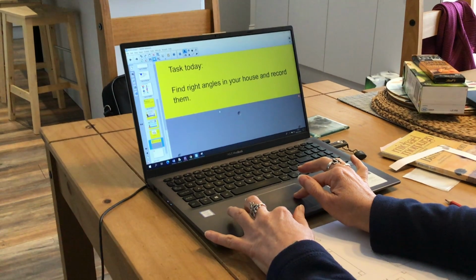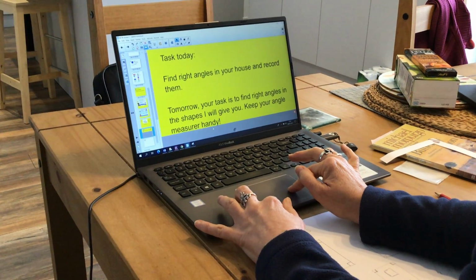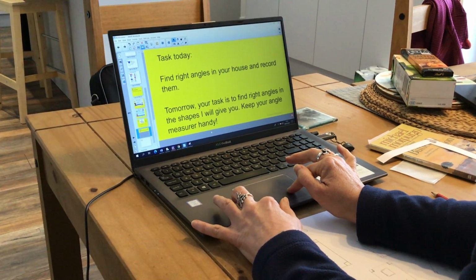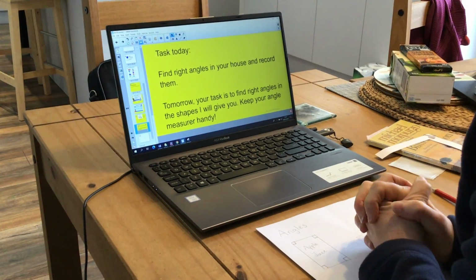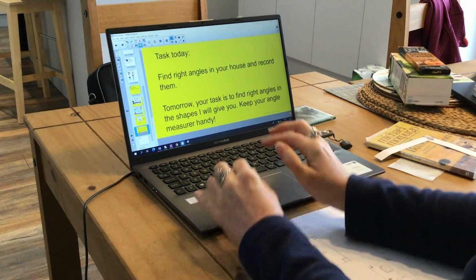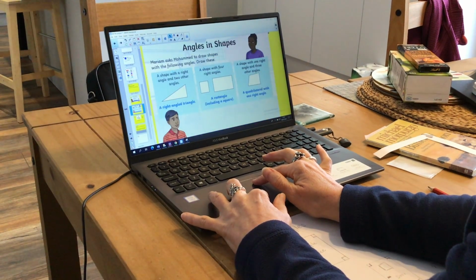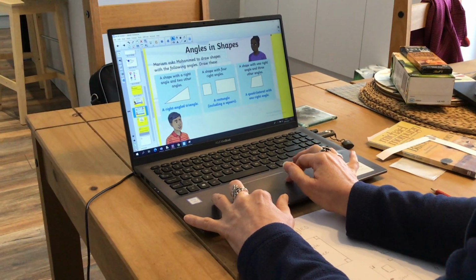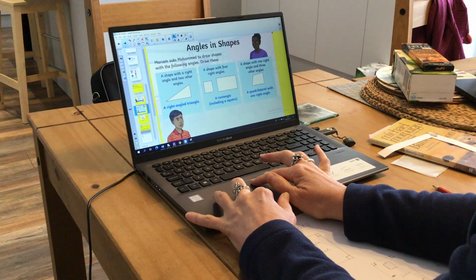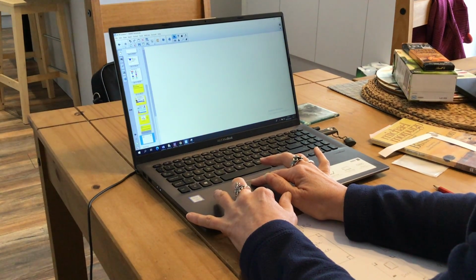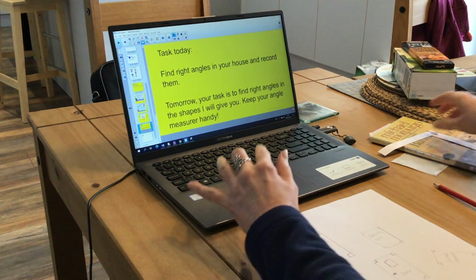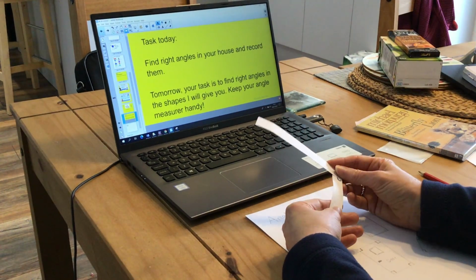Just quickly for tomorrow, because I won't be videoing for you tomorrow, I'll just be giving you a task. Tomorrow your task is to find right angles in shapes that I give you. You need to have that measurer ready. So you might be given some shapes like this, and you're going to be asked to find those right angles. And we already know how to use our angle measurer to do that.